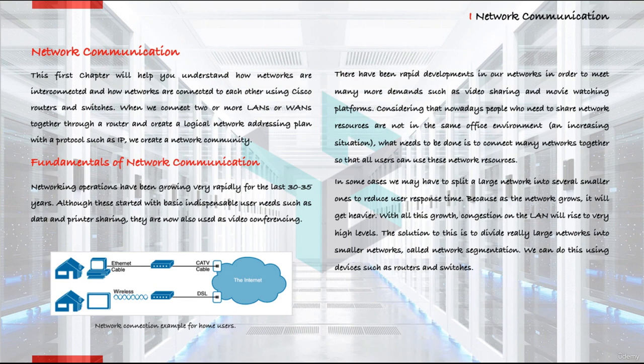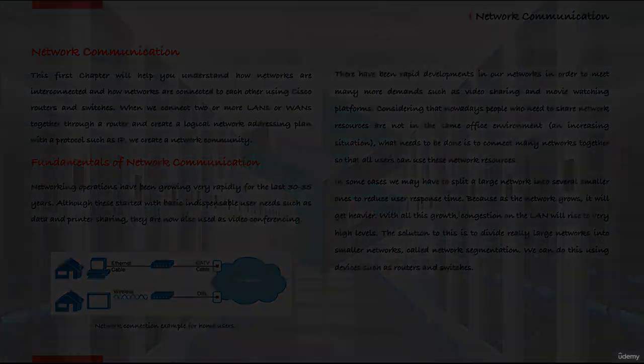In large networks, we may have to divide them into smaller networks to reduce user response time according to the need, because the network will get heavier as it grows. With all this growth, the congestion in the LAN will be very high. The solution to this is to divide the really big networks, called network segmentation, into smaller networks, and we can do this by using devices such as routers and switches. The figure here shows an example of a simple network connection for home users.